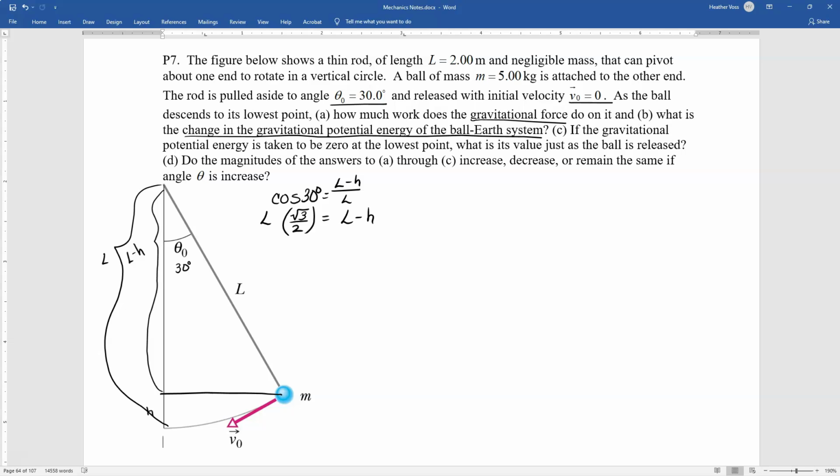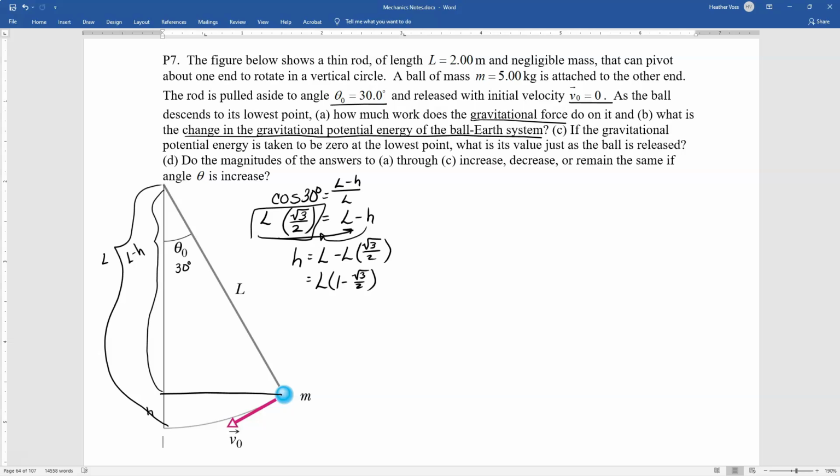If I rearrange this a little bit, I'm going to move the h over and move this piece all the way back. So h is going to equal L minus L times square root of 3 over 2. If I factor that out, that's L times (1 minus radical 3 over 2).